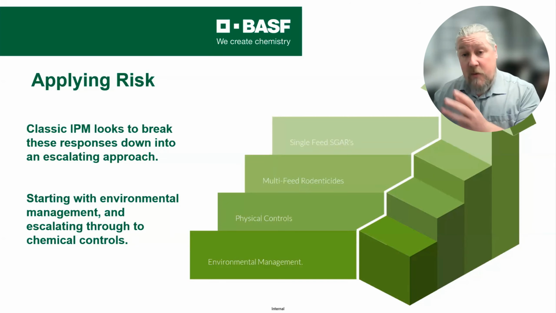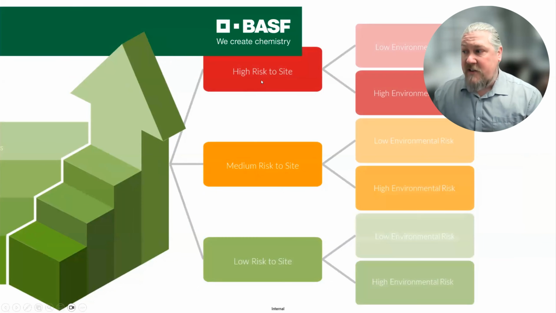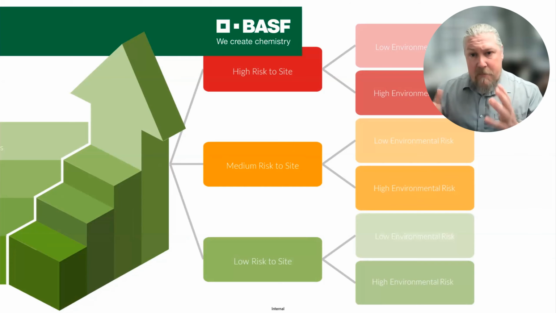But to build on this and to expand on this, we can then have a look at our IRM, which then takes the high risk to the site or medium or low risk to the site and then breaks that down into a high environmental risk and a low environmental risk. You start to see that bracketing that I was talking about previously coming more into play here. And so with this, each of these has a different response. It has a different level of intervention.